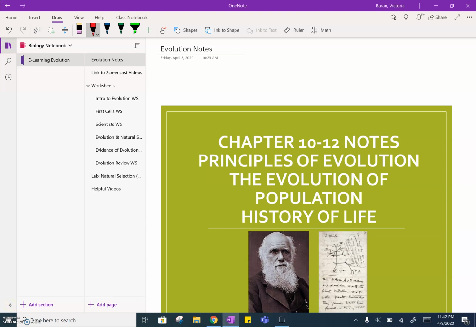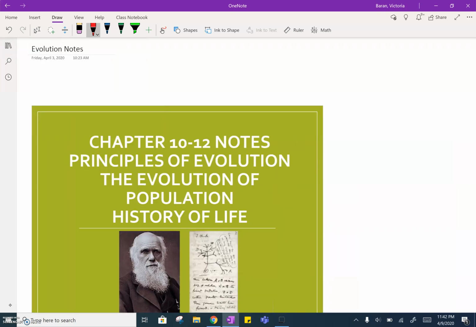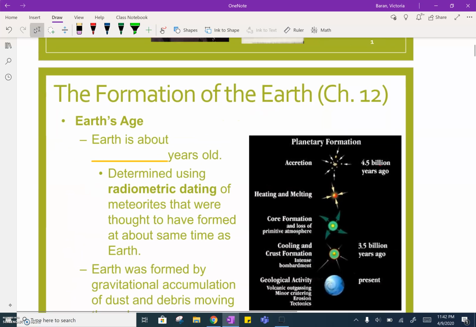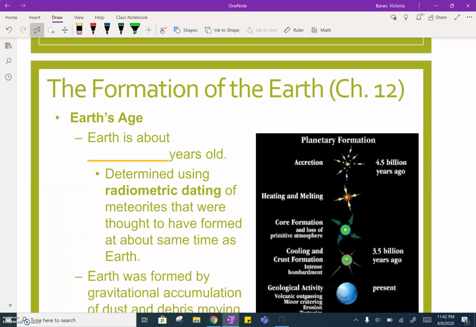Hello everyone. For today's lesson, we will be covering slides 1 through 9 in your evolution notes, focusing on how the first cells came to be, and I will also briefly talk about the history and formation of the Earth. So I'm going to start here on slide 2. So let's talk about Earth's age.